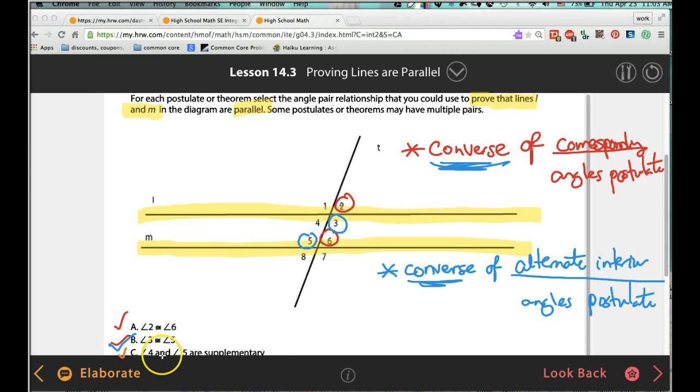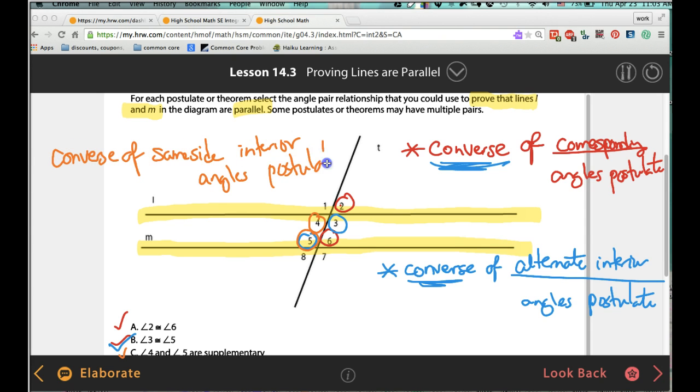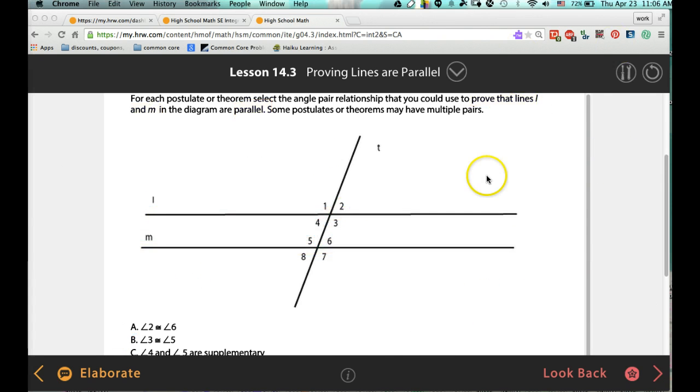And then option number C down here, you could barely see over here because it's kind of cut off. It says angle 4 and 5 are supplementary. So 4 and 5 are what? They are same side interior angles, right? And so we know that they are supplementary. That means they add up to be 180 degrees. So because they add up to be 180 degrees, we know that these two lines are parallel. In that case, we have to use what? The converse of the same side interior angles postulate, okay, tells me that these two lines are parallel to each other. Okay, so I hope that helps.